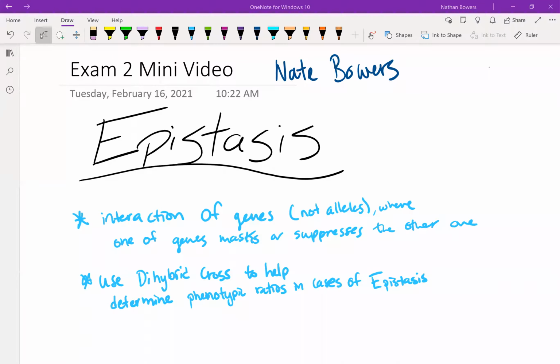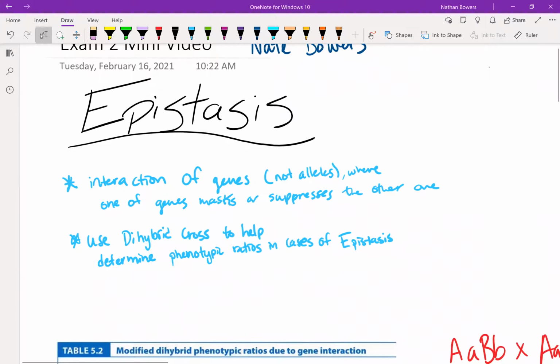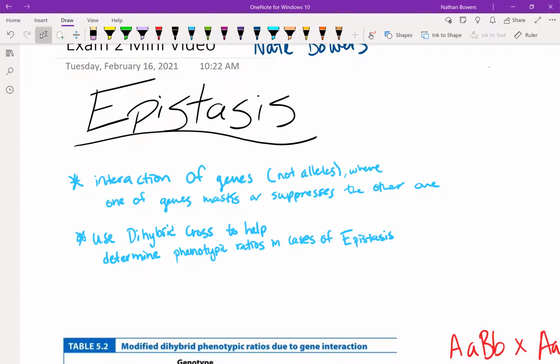So for this video, I'm going to be talking about epistasis. Epistasis is that interaction of genes where one gene masks or suppresses the other one. These genes are on two separate loci and they are not alleles. We use a dihybrid cross to help determine the phenotypic ratios in cases of epistasis.